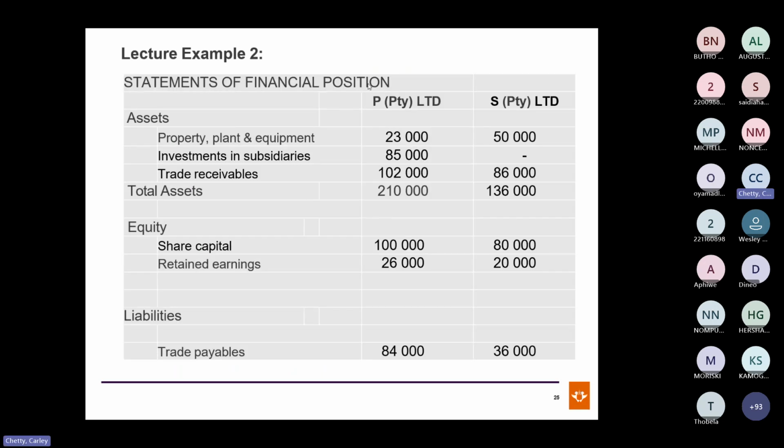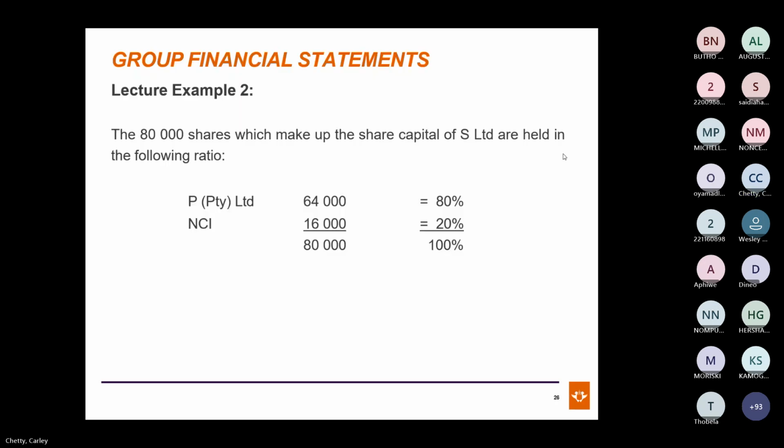So here we have the statement of financial position, and remember this is P's separate financial statements, and then this is S's separate financial statements. So P will prepare their separate financial statements at year end, and S will prepare their separate financial statements at year end. So we now want to prepare the consolidated financial statements. The first thing we need to do is to see, well, how much does P own of S? So S has 80,000 shares and P acquired 64,000 of those shares.